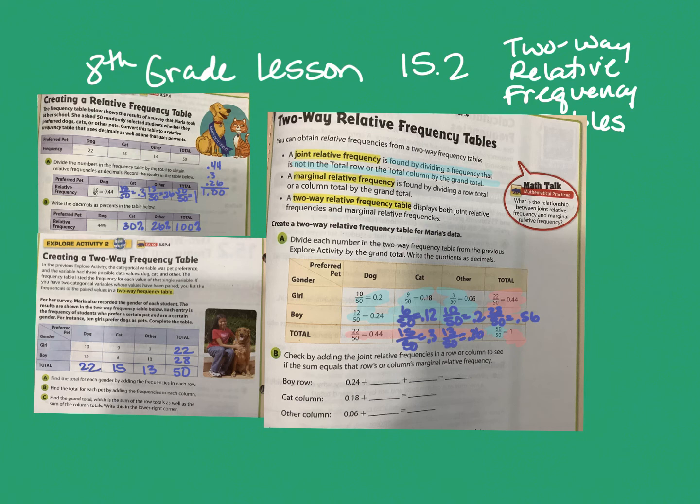Check by adding the joint relative frequencies in a row or column to see if the sum equals that row's or column's marginal frequency. So I just want to check and make sure things add up the way they're supposed to. And they throw all those words at us and it feels much more confusing than it actually is. Hopefully I did an okay job of walking you through that. So for the boys row, we're just going straight across: 0.24, 0.12, and then 0.2, and hopefully that adds together to our 0.56.